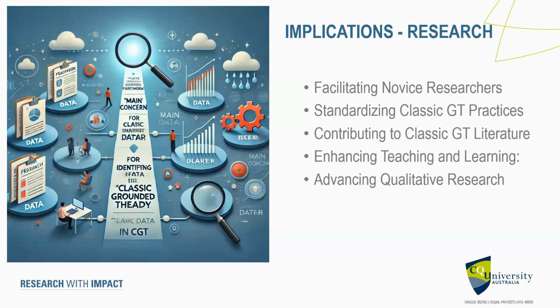Finally, we believe that this work advances qualitative research. The development of this visual guide represents an advancement in qualitative research methods, particularly in classic grounded theory, by bridging the gap between abstract theoretical concepts and practical hands-on research. It enhances the accessibility of classic grounded theory for researchers at all levels. These implications highlight how the visual guide not only simplifies the process for researchers, but also strengthens the quality and consistency of classic grounded theory studies, providing long-term benefits for the academic and research community.